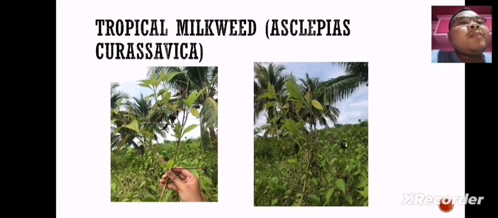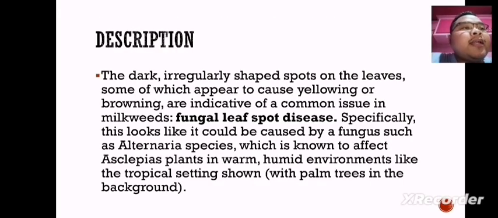So we have here the tropical milkweed or the Asclepias curassavica. Now for the disease, we have here the dark, irregularly shaped spots on the leaves, some of which appear to cause yellowing or browning, are indicative of a common issue in milkweeds. So this is the fungal leaf spot disease. So that's the name of the disease. So it's fungal leaf spot. So it's fungus. Specifically, this looks like it could be caused by a fungus such as Alternaria species.